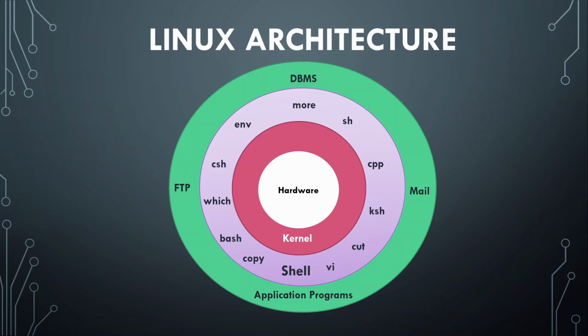The outermost layer, the very last layer, is called the application layer, where you can run application programs. This basically executes external applications, like a mail server, an FTP server, a DBMS server, etc. So that explains the Linux architecture.